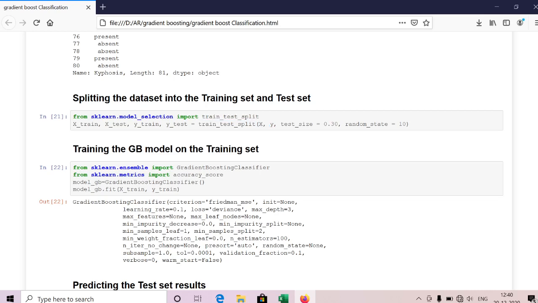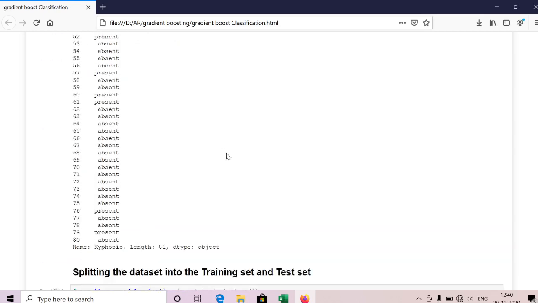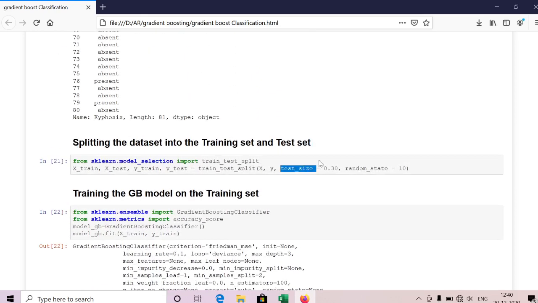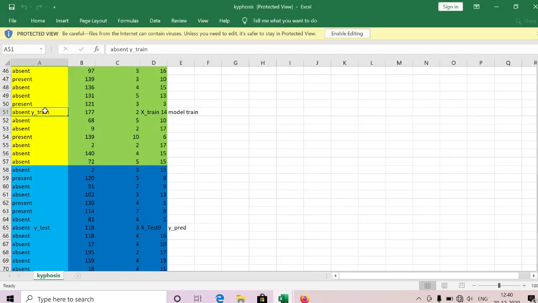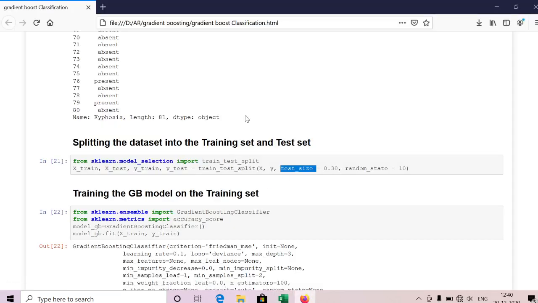I am passing my x, age, number, start, these three columns, and my y, kyphosis. For the test data I'm mentioning 0.3, which means train data is 0.7. Similarly, I divided it as per our requirement. And here random state I mentioned as 10. It should always be initialized with something, otherwise we'll always get different predictions. To get constant predictions, we need to initialize random state with some value.